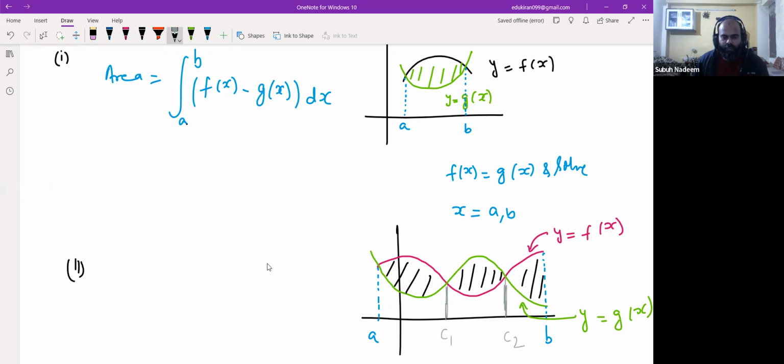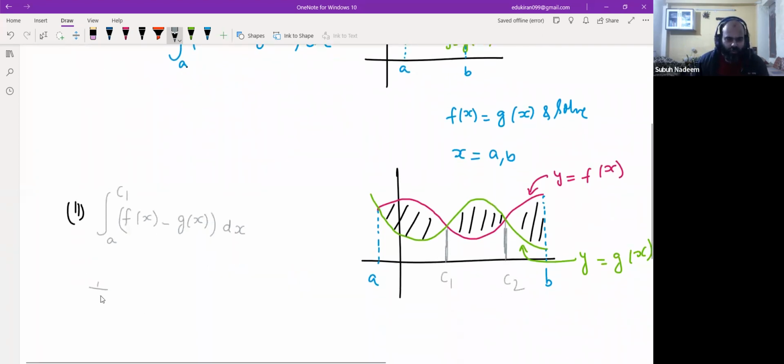You have to keep in mind that you always subtract the below curve from the above curve. So you will take A to C1, where the above curve is the purple one, which is f(x), minus the below curve, the green one, g(x), dx. This area you will find.